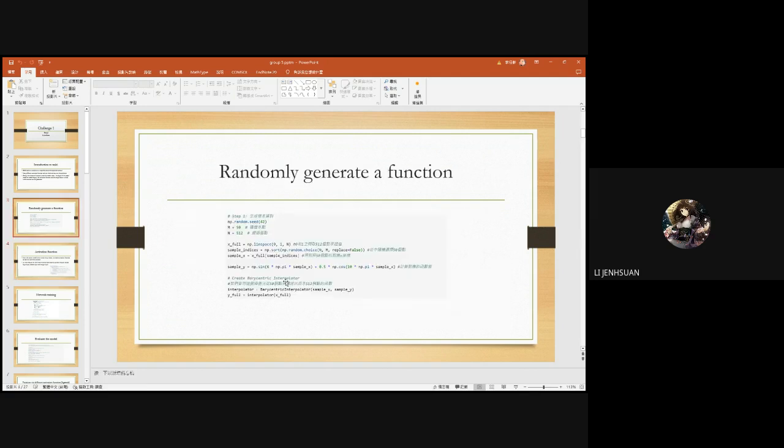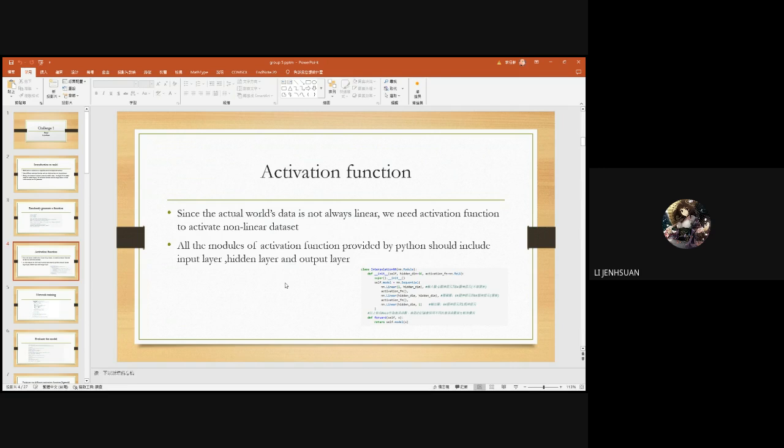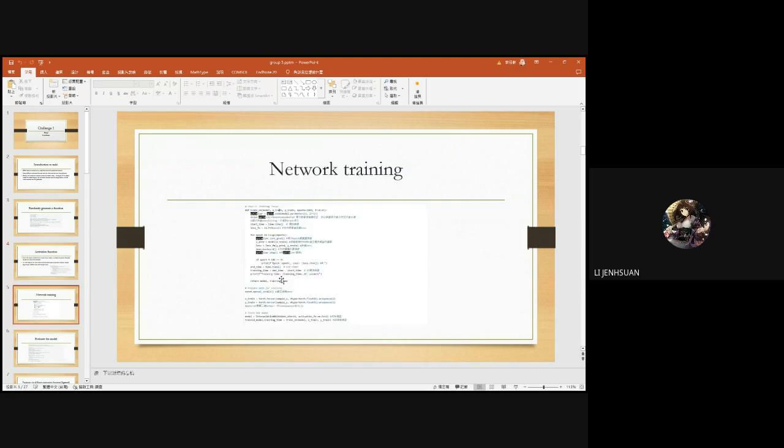Next part. Okay, so the next part is the activation function and other parameters. We defined the model and the structure of the model here, and we can change some parameters like the width or the depth of the hidden layers, and also the activation function.